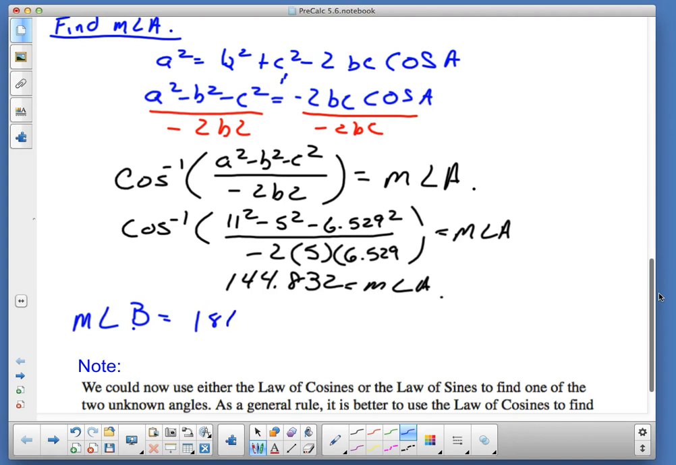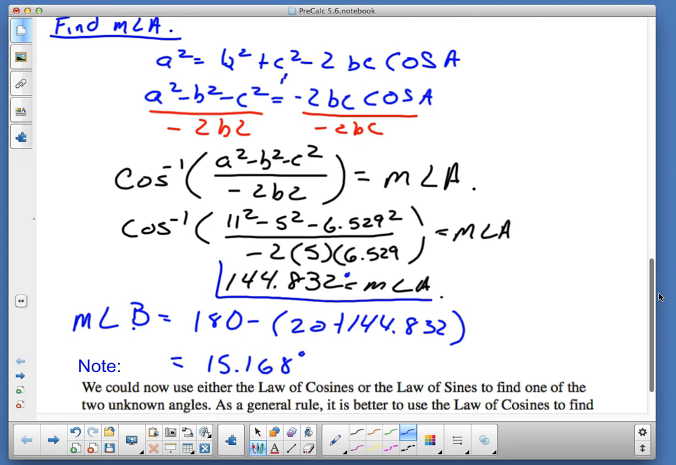Yes, it's 180 minus 20 plus 144.832. And so I pop those in there and I get 15.168. I should probably get degrees in there too. Make sure I box in my answers so it's easy to find. Okay, is it making sense? Now, remember, I'm just using formulas as I step through on these.